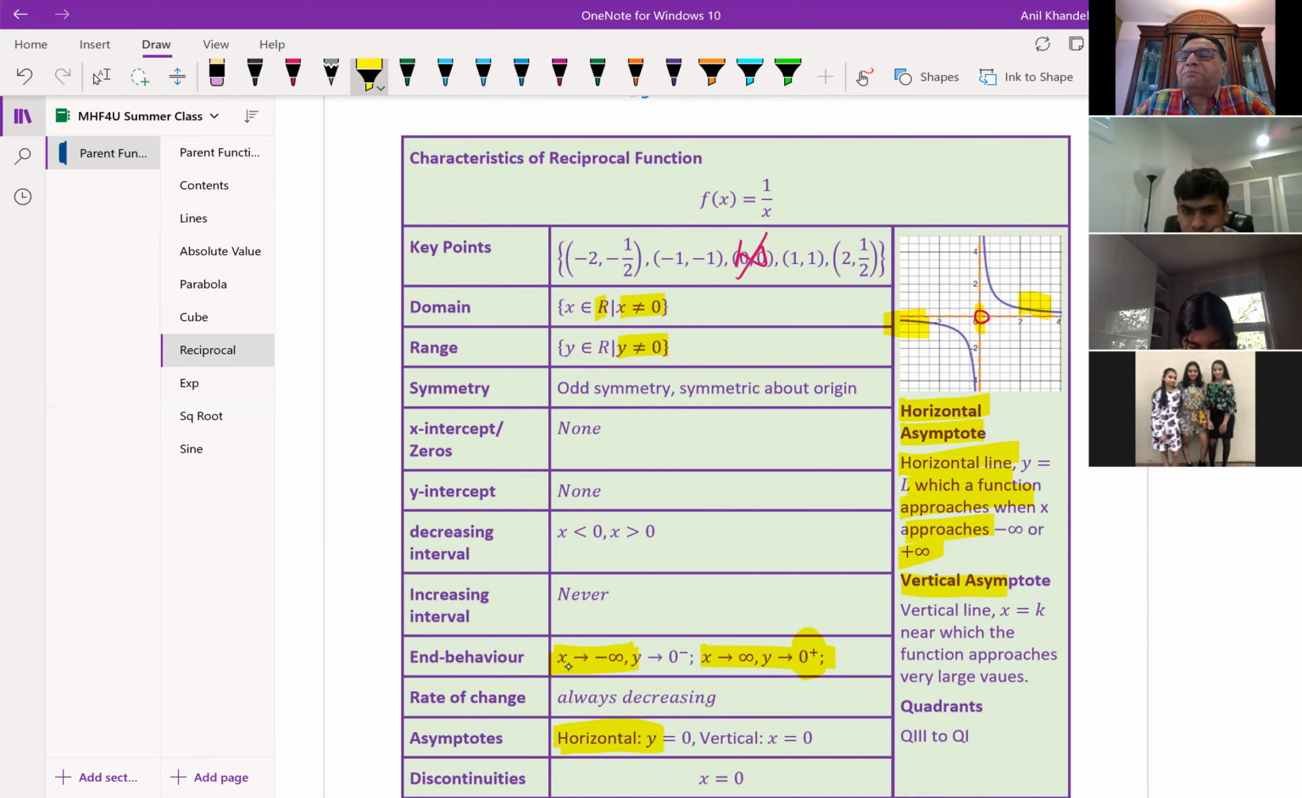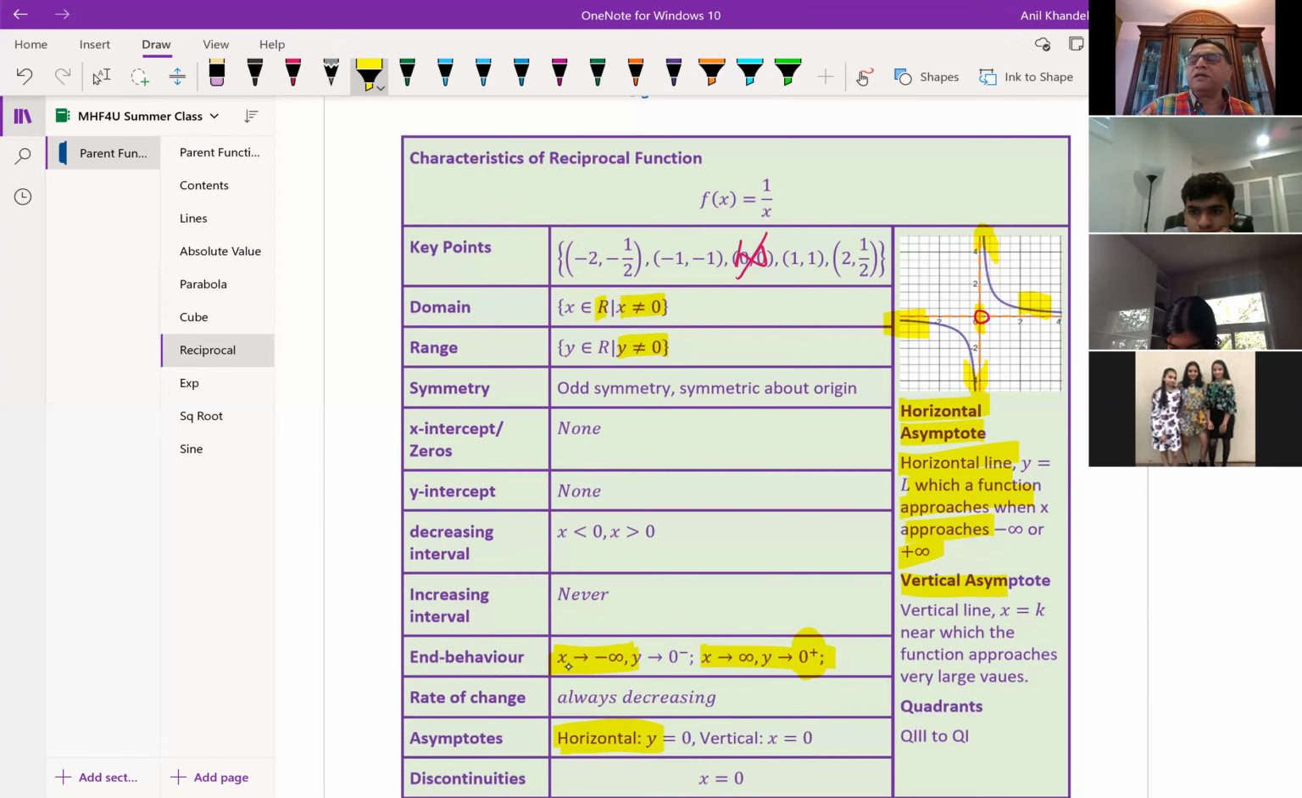But when you approach from the positive side, you get a positive answer. For example, 1 divided by 0.00001 will be a very large value but positive. So we are saying approaching positive infinity. But 1 divided by negative 0.00001 will be a large negative value. So we are approaching negative infinity. So that becomes a vertical asymptote at x equals 0, because when you are approaching x equals 0, you get a very high y value. So it becomes a vertical asymptote.